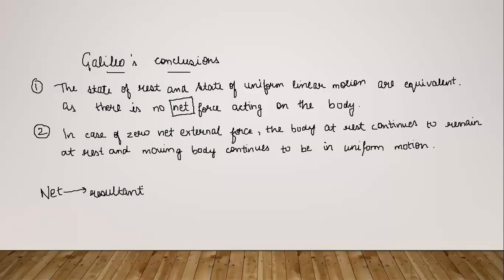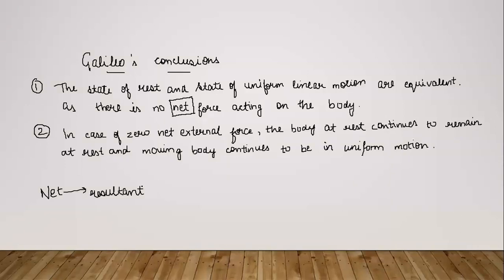And when a body is moving with a uniform, with a constant velocity, then also the resultant force on that body is zero. So therefore, Galileo said that these two states, that is the state of rest and the state of uniform motion, they can be considered as equivalent.